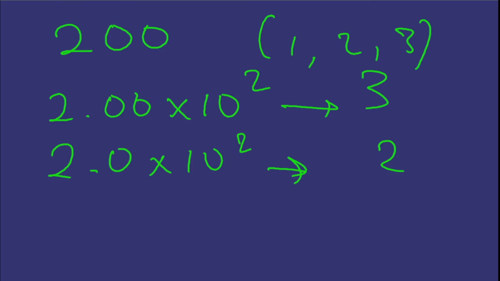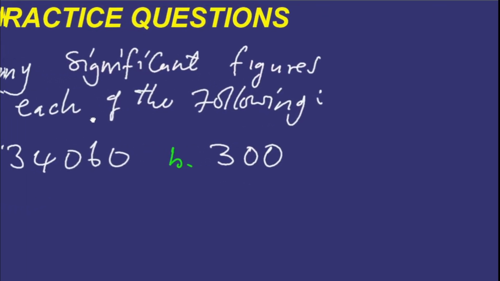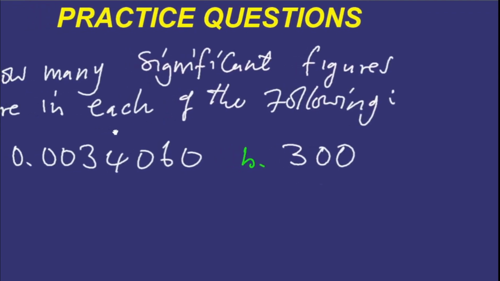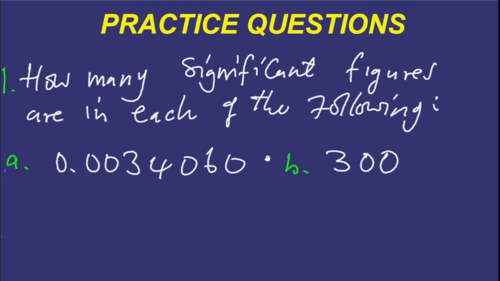let's look at some practice questions so that you can practice and see whether you have actually mastered significant figures. So that's the first question. How many significant figures are in each of the following? There are A and B. Just give us how many significant figures are in each of these. You can take a screenshot because I want to show you another one, if you want.